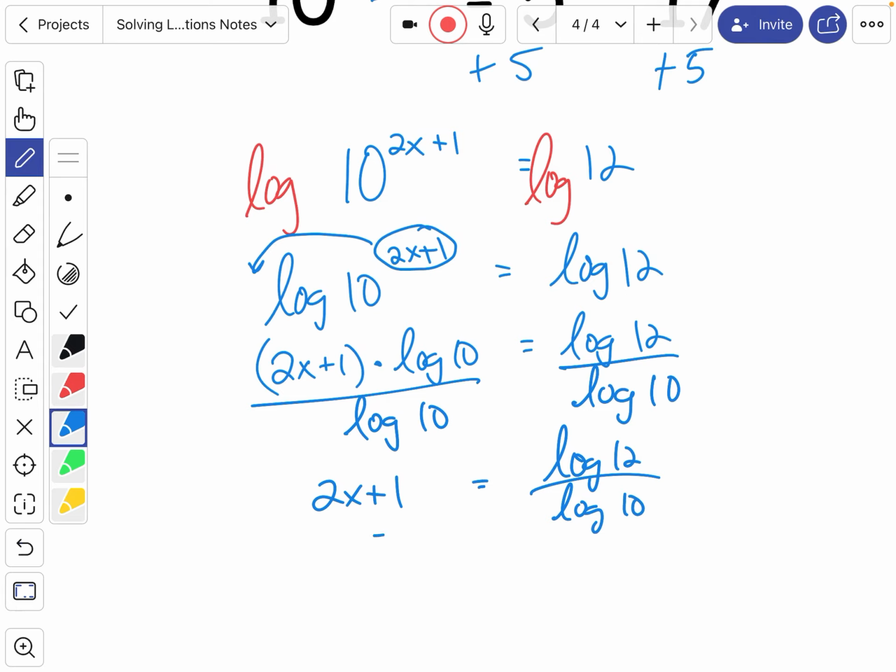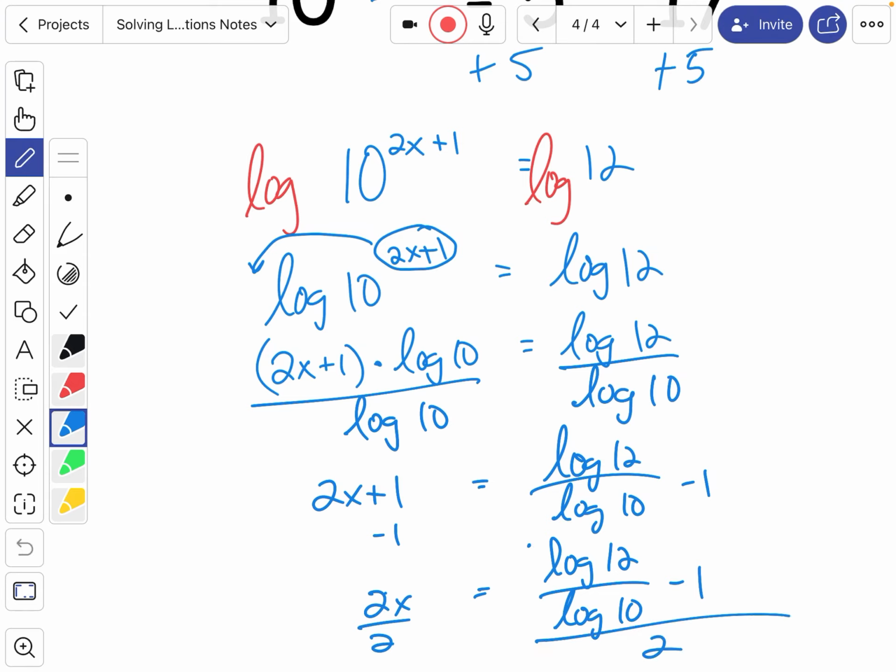And then I'm going to subtract 1 from both sides. So I've got 2x equals, let's see, it's getting kind of messy here, log of 12 over log of 10 minus 1. And then I'm going to divide everything by 2. So I'm going to type all of this into my calculator. Log 12 divided by log 10, subtract 1 from that, and then take that answer and divide it by 2.